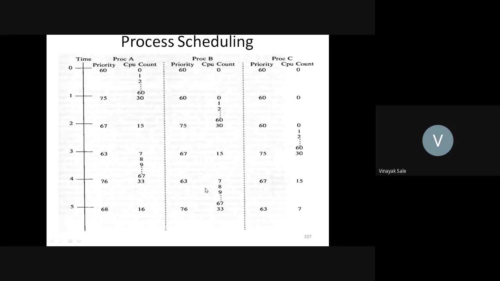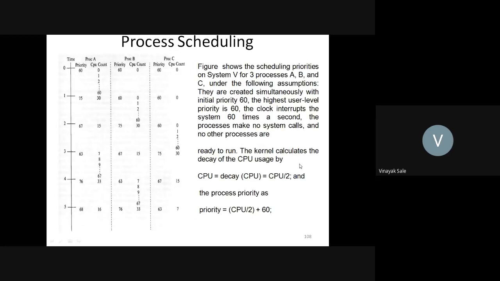Then it goes to the execution of process B and process C, and so on. This is process scheduling. This figure shows the scheduling priorities on System V of three processes A, B, C under the following assumptions.